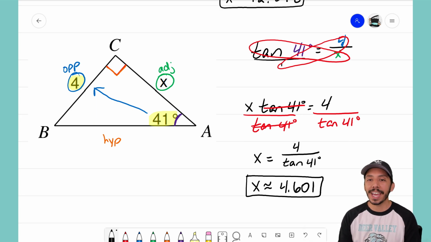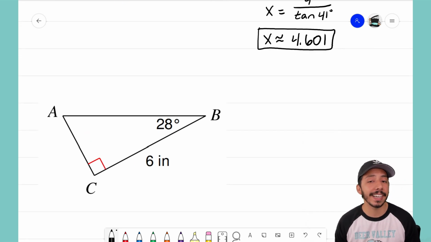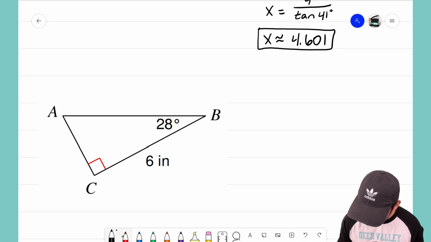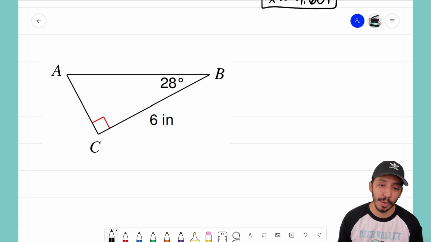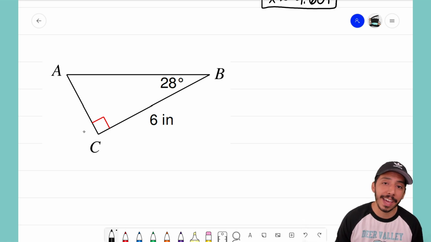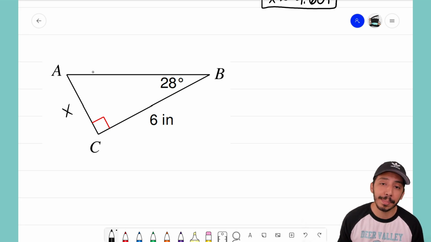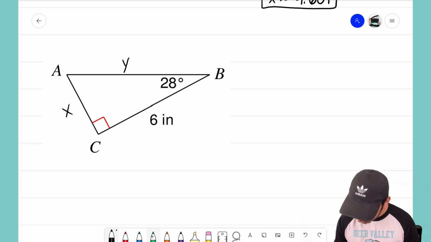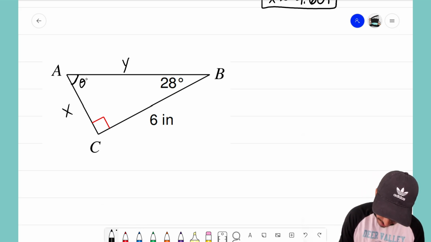Perfect. All right, let's go ahead now and look at our final example here. Our final example here does not have an x variable. Instead, here we want to solve for all of the unknown parts. So I'm going to go ahead and label these sides with different variables so I know what I'm going to be solving for. I see that AC does not have a number here, so I'll go ahead and label that with x. I see the side AB does not have a number there, so I will label that with y. And then I do see that there is a missing angle here, which I will label as theta.